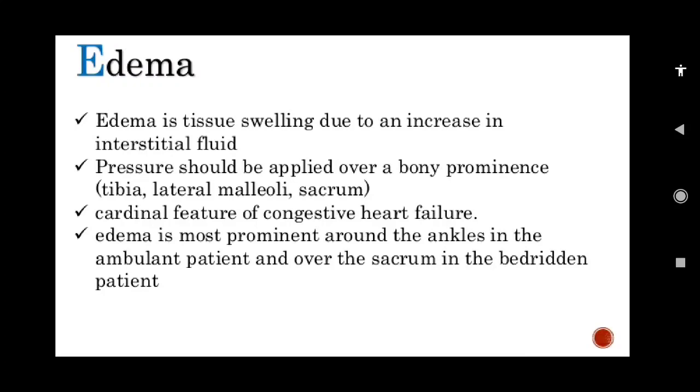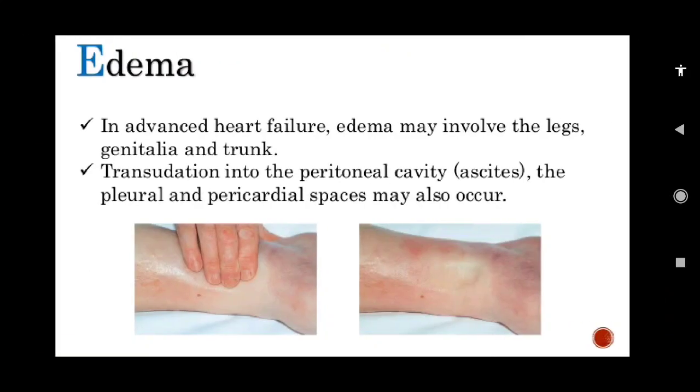Ambulant means walking patient, and over the sacrum in the bedridden patient. That is the dependent parts of the body. And in advanced heart failure, edema may involve the legs, genitalia, and trunk, and transudation into the peritoneal cavity, that is ascites, and the pleura, pericardial spaces may also occur.